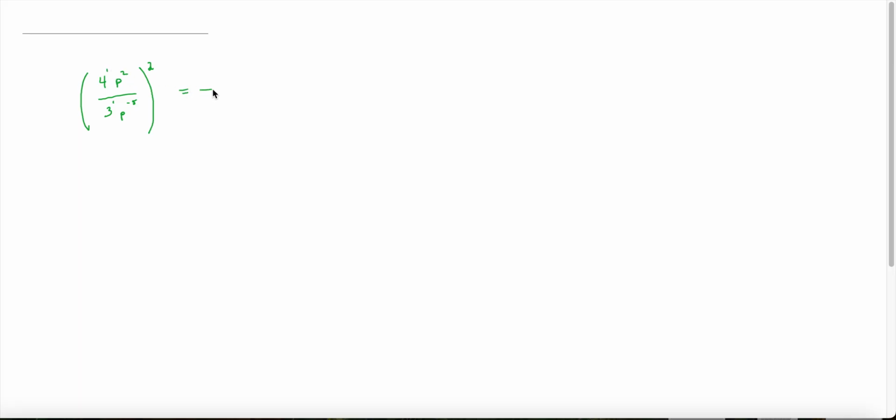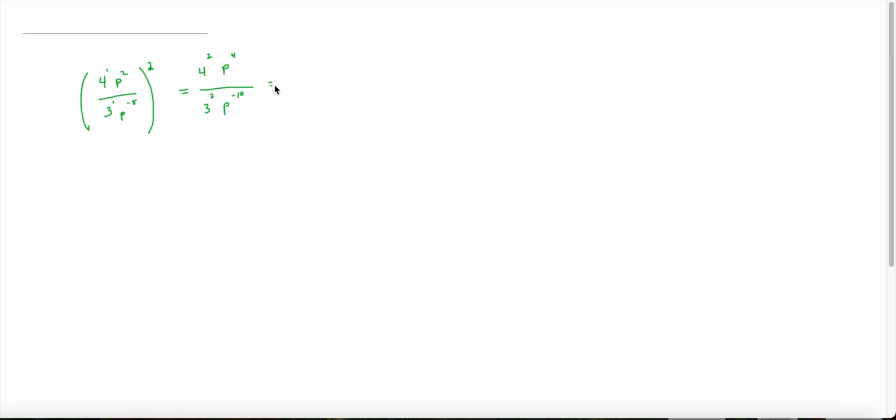I like to start with the fraction bar so I don't confuse what goes in the numerator and what goes in the denominator. And so I'm going to apply this outside exponent by multiplying to the inside. So this is 4 to the 1 times 2, or 2, p to the 2 times 2, or 4. And then on the bottom, this is 3 to the second power, again multiplying the 1 times 2, and p to the negative 5 times 2, or negative 10.